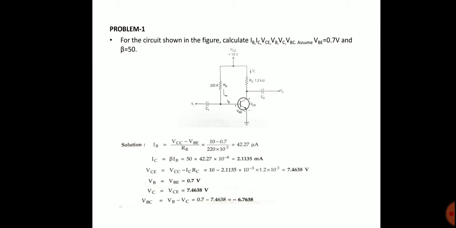So we can apply the parameters. We find the base current IB value. The formula is IB is equal to VCC minus VBE divided by RB. Putting in the values of the supply voltage, the resistance and the base emitter voltage, we get an output of 42.24 microamps. Now we find the collector current, which is equal to beta times IB, and then the VCE value, the VB value, the VC value and the VBC value.